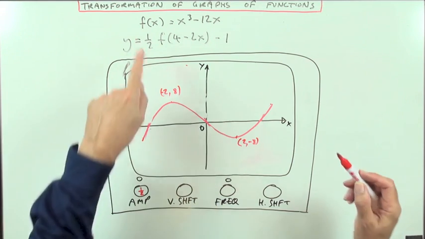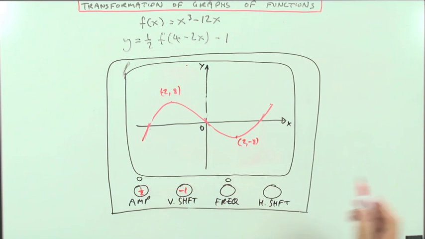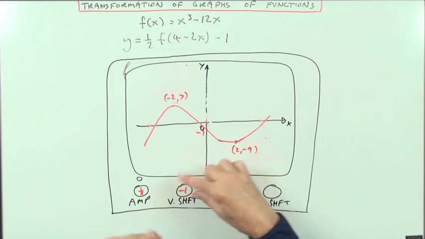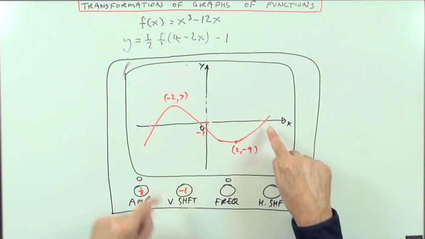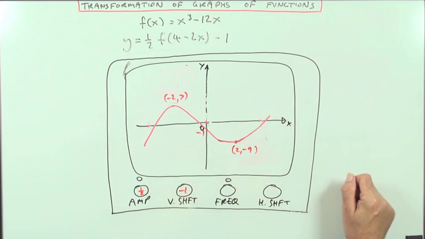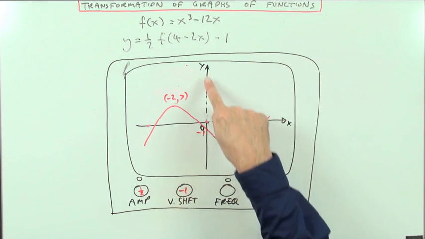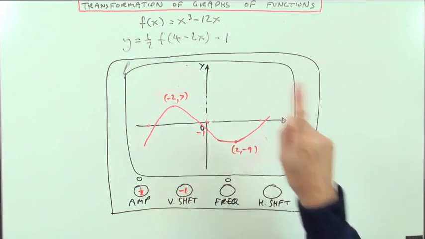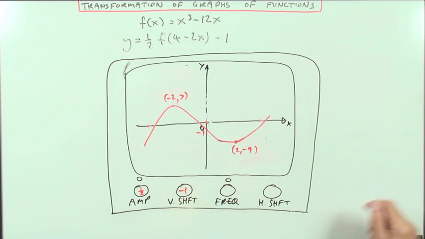Vertical shift of -1. So if I turn that to -1, then it shifts down 1. I've lost these interesting points where it cuts the x-axis. Where it cuts the y-axis is still there, because that's now at -1, having dropped -1. Next would be the 4.